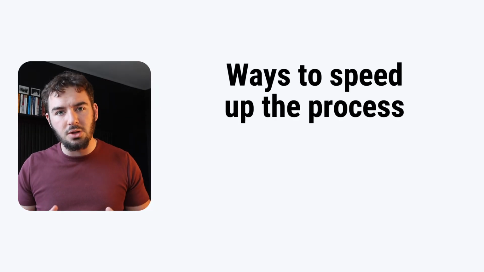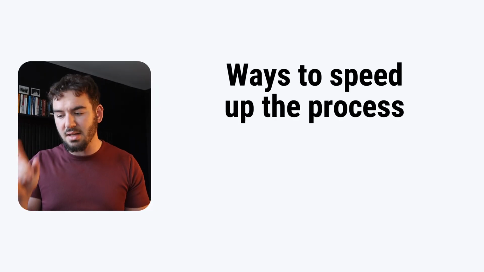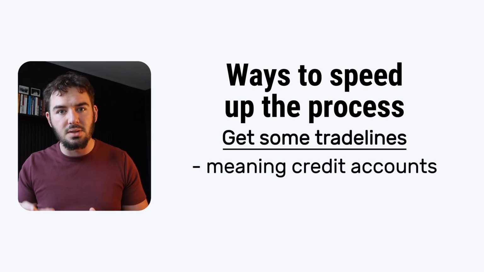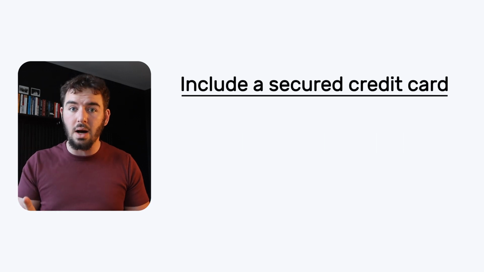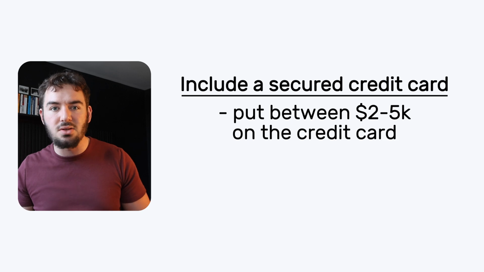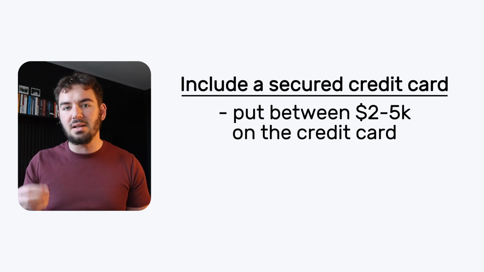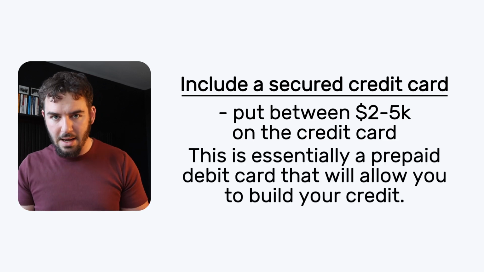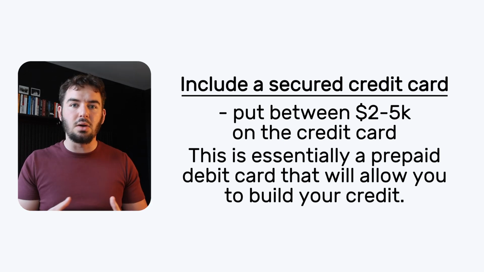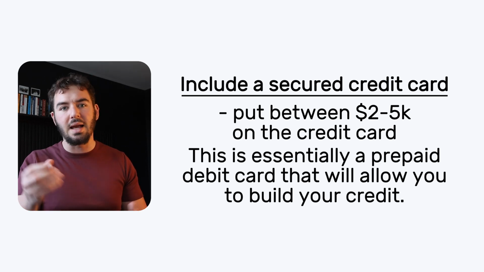But pretty much what you want to do if you want to fast track that process is do a few things. You want to get a few trade lines, and trade lines are credit accounts. And those credit accounts should include, 1, a secured credit card, and at least put between $2,000 to $5,000 on that secured credit card. And basically that card is essentially, you put money down on pretty much a prepaid debit card, and essentially you'll use that debit card in order to build your credit with that actual card.